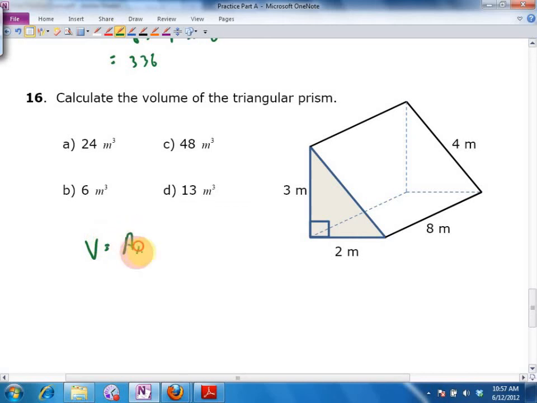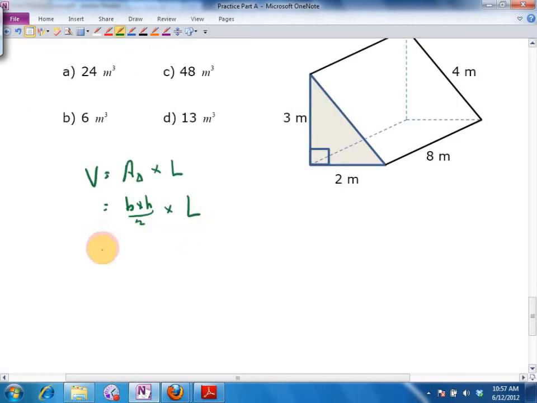Right, it's the area of the triangle times the thickness or length of that triangle. That's right. So it's going to be the base times height. We're going to divide that by 2 and multiply that by the length. So what's the base? The base is 2, times the height is 3. How do we know those are the numbers? How come it's not the 4?